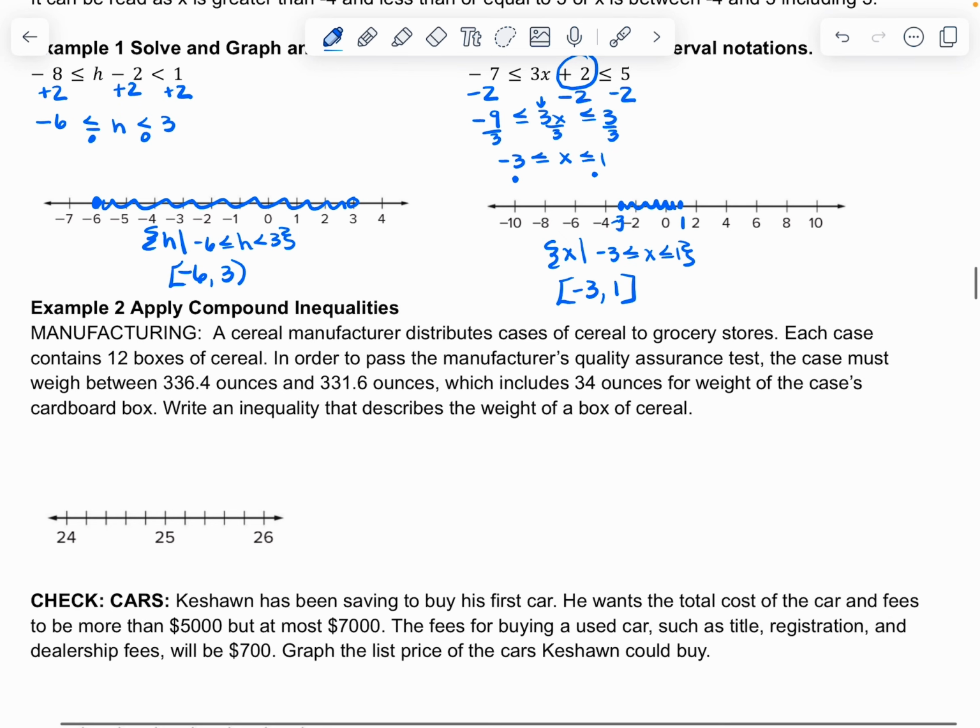A cereal manufacturer distributes cases of cereal to grocery stores. Each case contains 12 boxes of cereal. In order to pass the manufacturer's quality assurance test, the case must weigh between these two, which includes 34 ounces of weight of the case's cardboard box. Write an inequality.